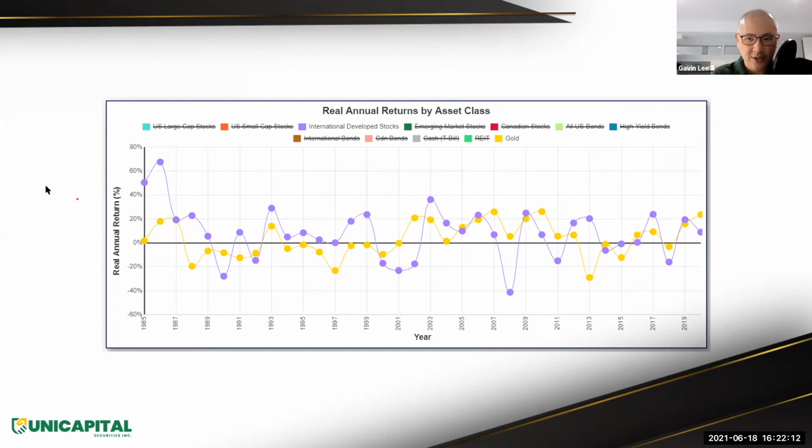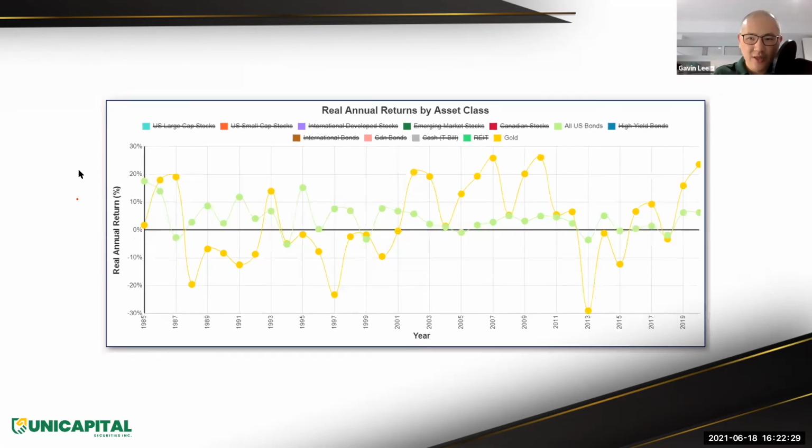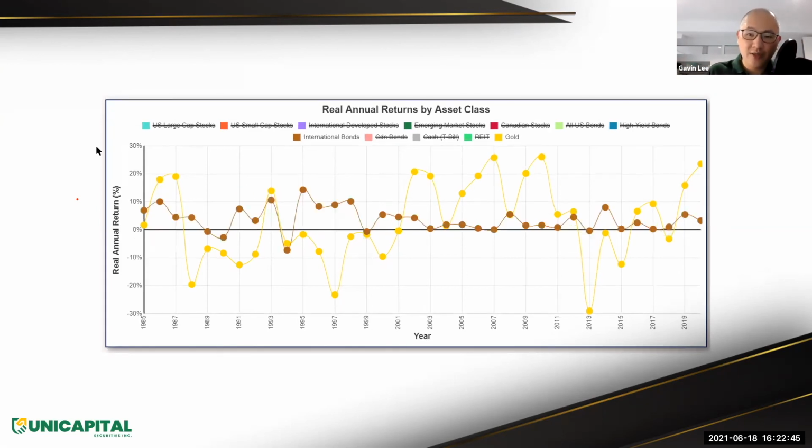This one is emerging market stocks, the green line. Again, you can see the inverse or the low correlation. Green line up, yellow line down, yellow line up, green line lower. And then this one is all US bonds. The light green is all US bonds. Yellow line low, green line up, green line lower, yellow line up. So they move in opposite directions. And then this one is international bonds. You can see the disparity of the returns.